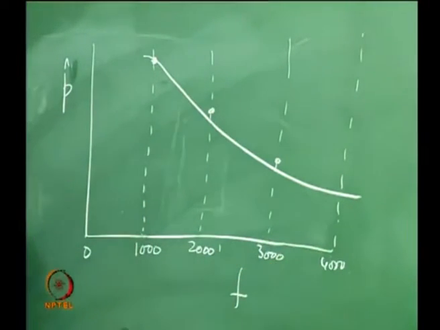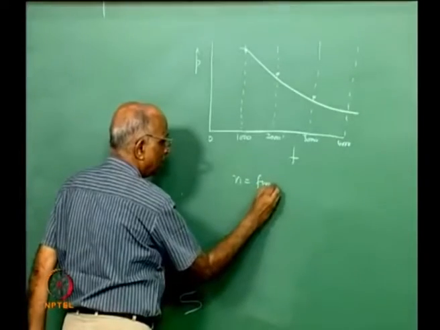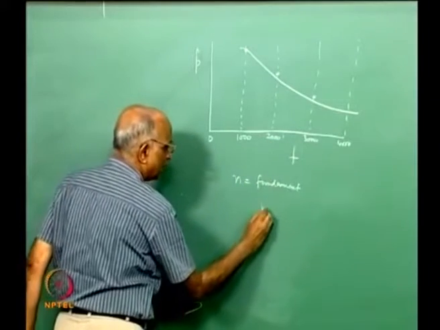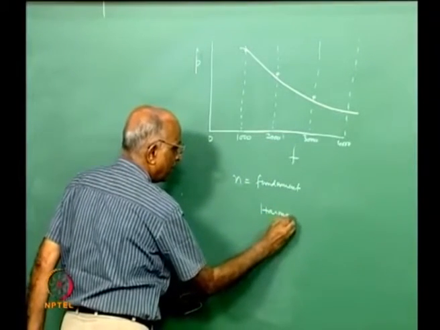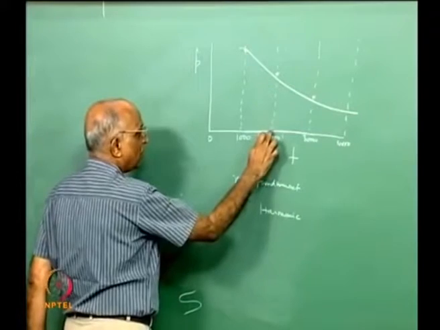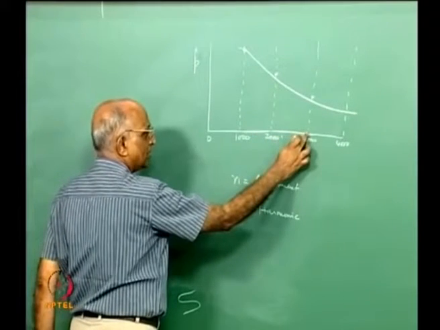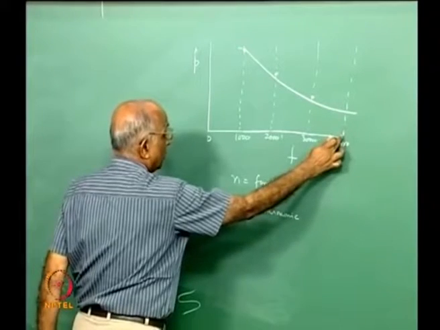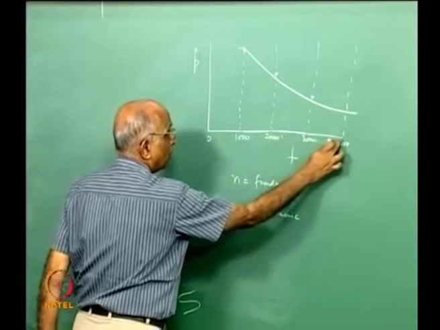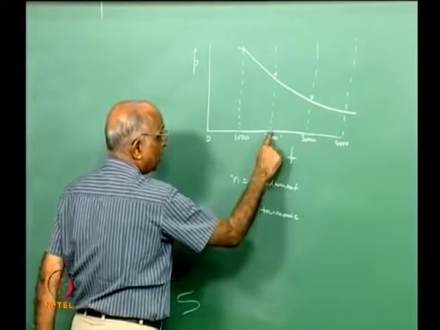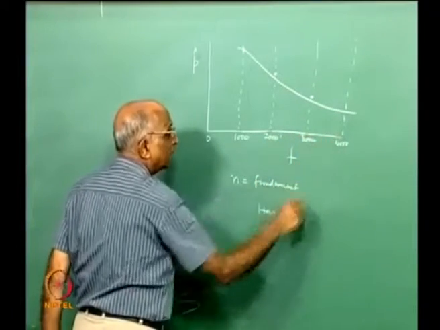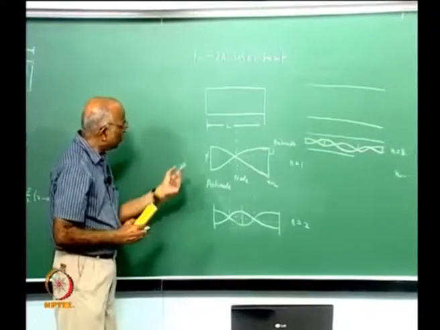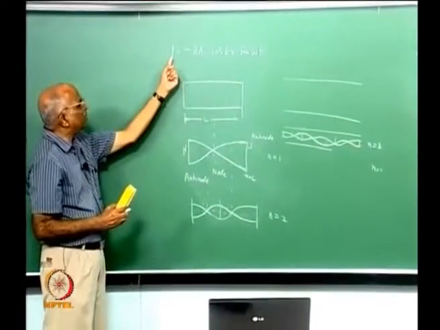We call n equal to 1 the fundamental, and n greater than 1, that is 2, 3, 4, harmonics. n equal to 2 is the first harmonic, n equal to 3 is the second harmonic, and n equal to 4 is the third harmonic. Now the question comes: we also told, why should there be only pressure oscillations?